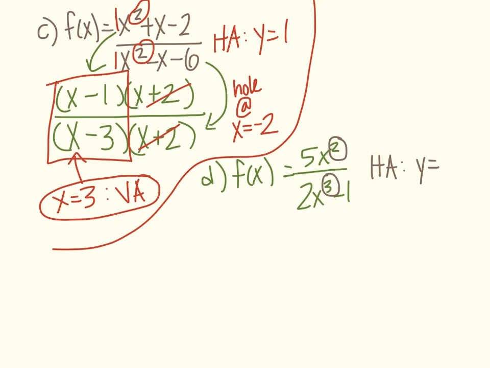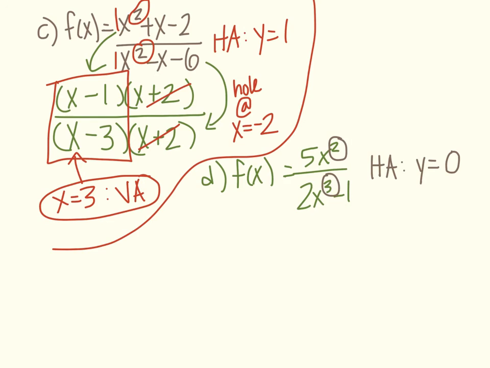If you forget the rules, you can always think about plugging in infinity. If you could see me, I would be doing air quotes right now. Plugging in infinity into the x. If I do that, the denominator is actually going to get bigger faster. And as the denominator gets bigger, that means the function is actually approaching 0. So our horizontal asymptote is where y equals 0.